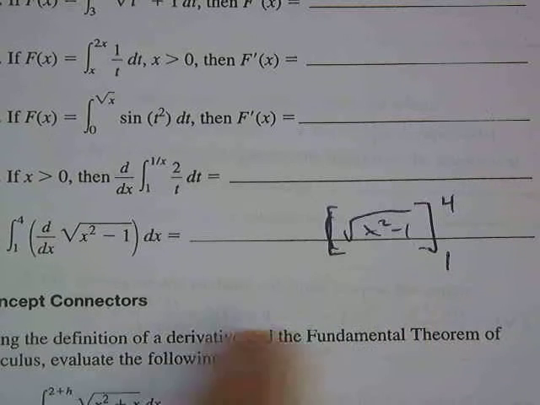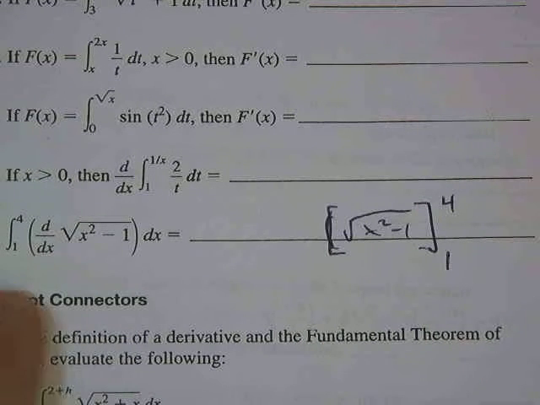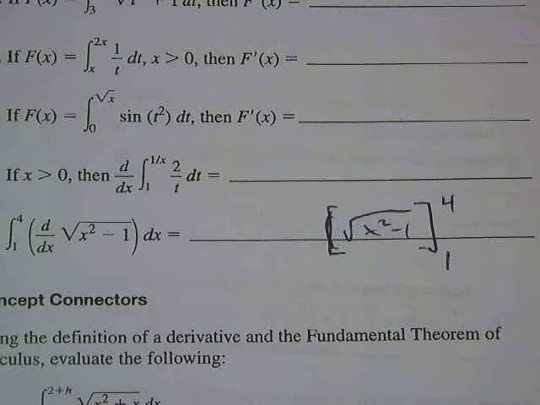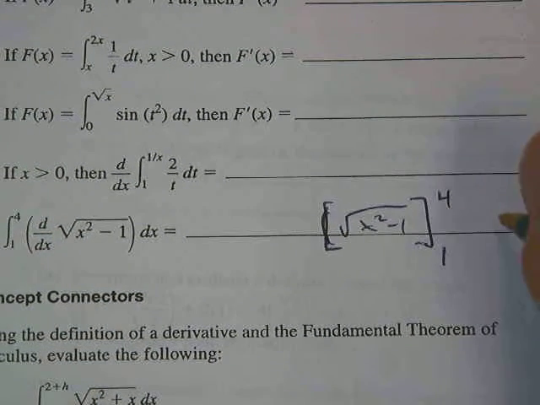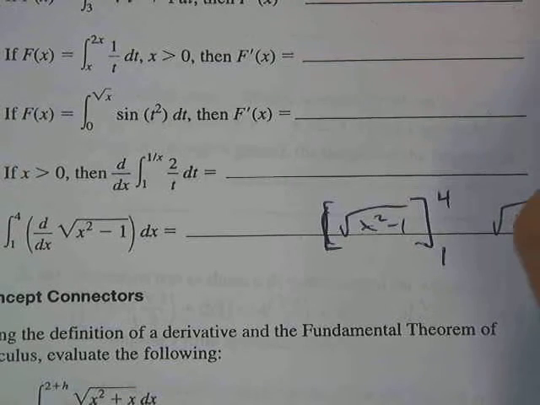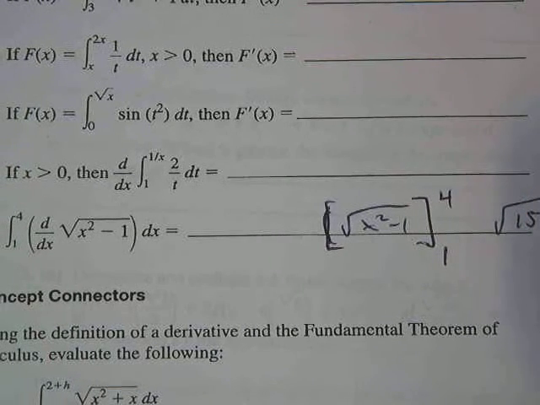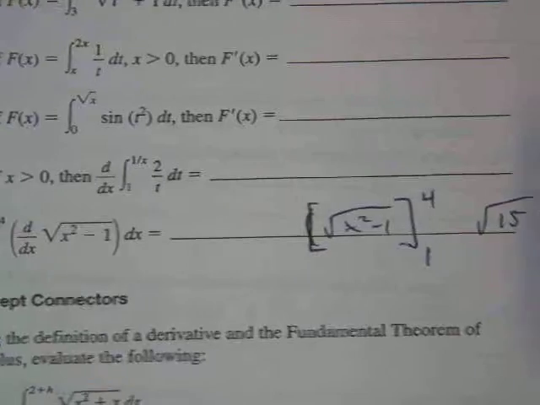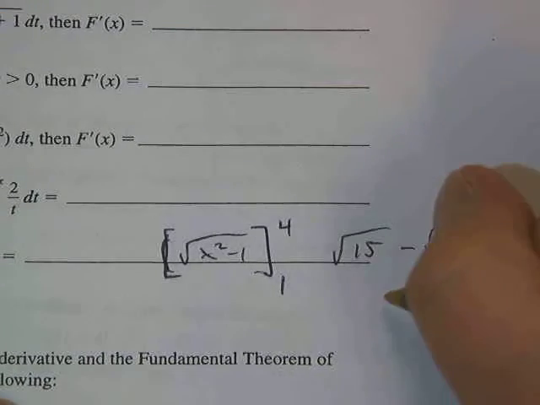So in evaluating, ultimately what happens with the derivative and the integral here in this problem? They ultimately just cancel each other out. We just need to evaluate it from 1 to 4, and that'll give us our answer. So if we evaluate here, we're going to get the square root of 15 minus square root of 0, which ultimately equals square root of 15.